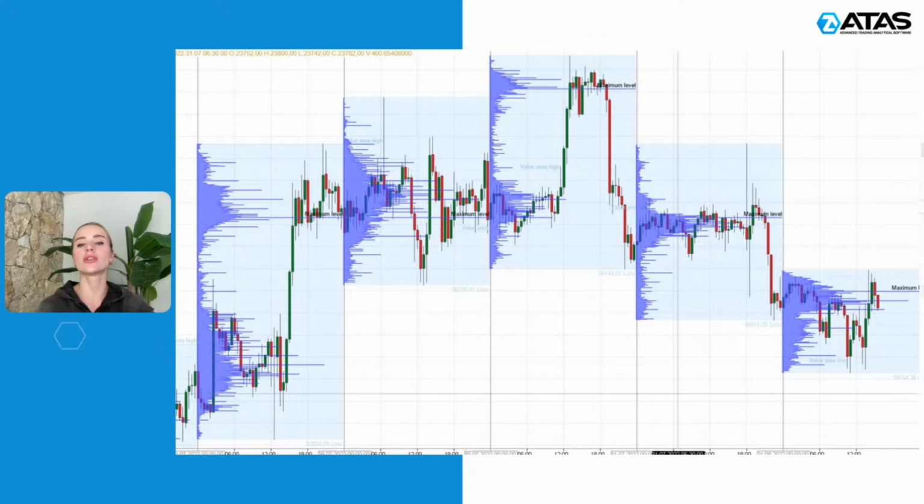Before we move on, can you please put 1 in the chat if you have already used the market profile and TPO indicator on the Atas platform? And can you please put 2 in the chat if this is going to be the first time that you will be using this specific indicator for your trading? Put 1 if you have used it before, and 2 if that's going to be the first time for you to apply this specific tool.